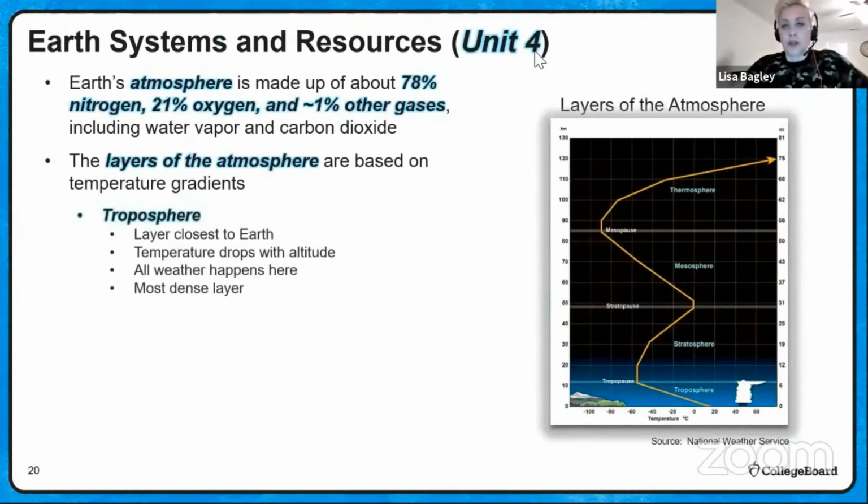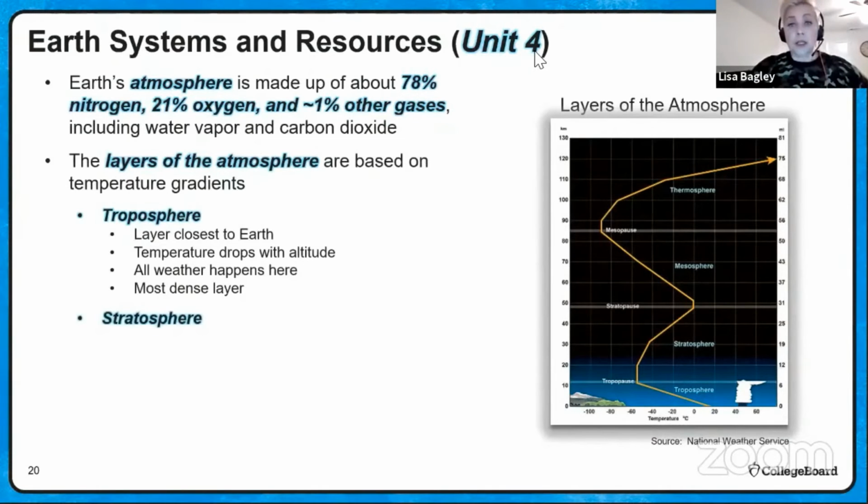The troposphere, let's talk about the troposphere. If you look at the diagram there, the troposphere is the layer that is closest to the Earth. The temperature in the troposphere drops with altitude, meaning it gets colder as we go higher. All weather happens in the troposphere. So if we're talking about weather, we're talking about the troposphere. So your water vapor, your clouds, all the weathers happen in the troposphere. It is also your most dense atmospheric layer because the most particles exist here. The particles of air exist here.